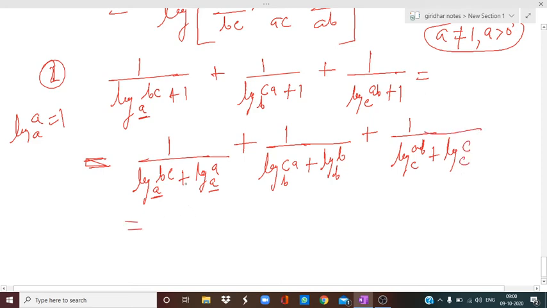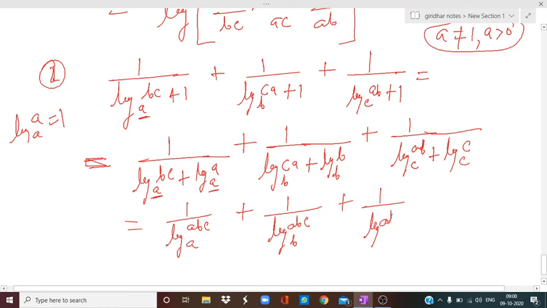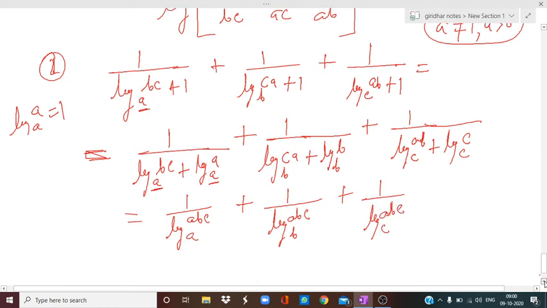अब प्रॉपर्टी यूज़ कर लो. 1 अपॉन बेस सेम है तो log इंटू हो जाएगा ये, तो log abc with base a प्लस 1 अपॉन log abc with base b प्लस 1 अपॉन log abc with base c. फाइन, यहाँ तक क्लियर हो गया.